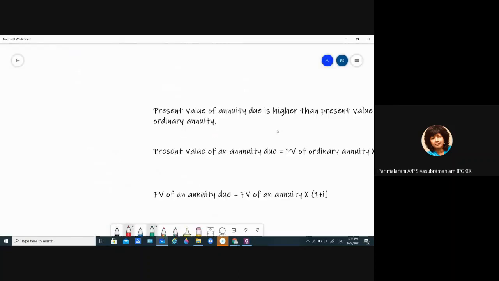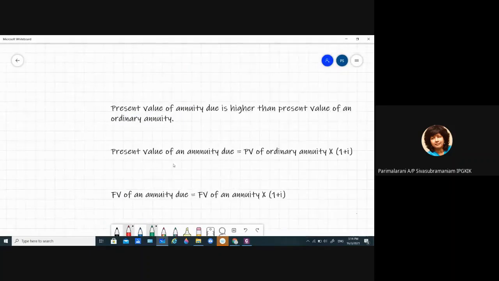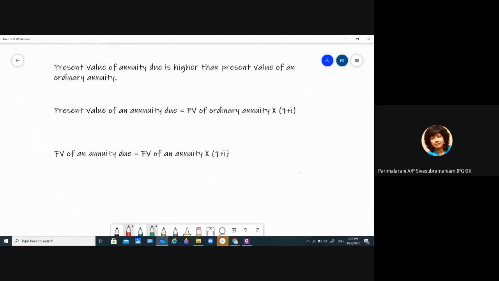Lastly, to conclude, the present value of an annuity due is higher than the present value of an ordinary annuity. How do we calculate that? It's actually the present value of an ordinary annuity multiplied by 1 plus i. This is the formula for present value for annuity due. The formula for future value of an annuity due is the future value of an ordinary annuity multiplied by 1 plus i.